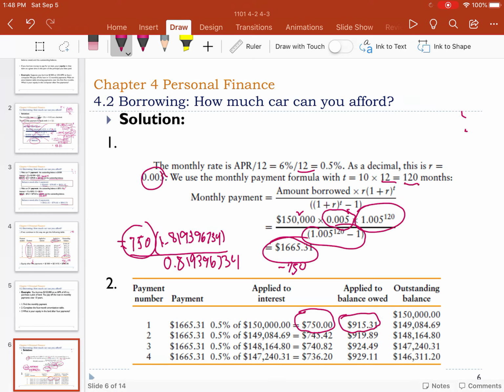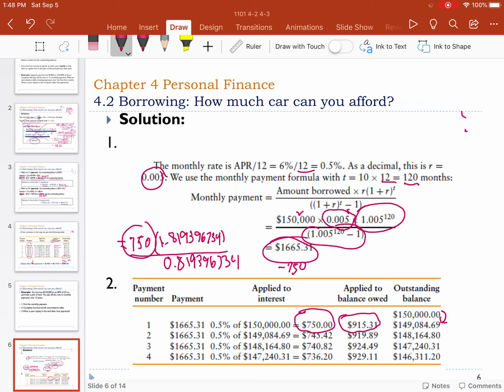That goes to the balance, so it's more than half. That's kind of good news. But look at all that interest that's kind of out the window. Well, the applied to balance comes from here. You subtract the 915 from the total, and on your calculator you find you're just a little bit above 149,000.